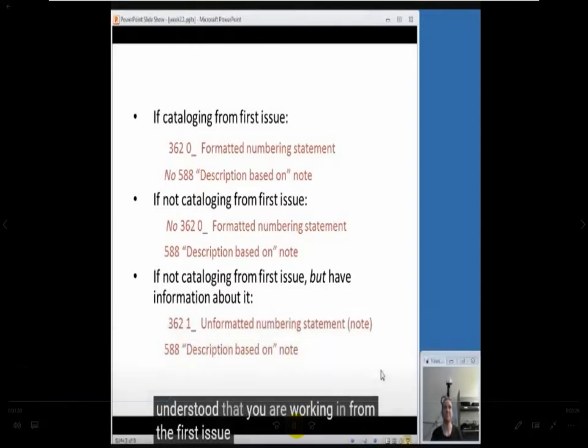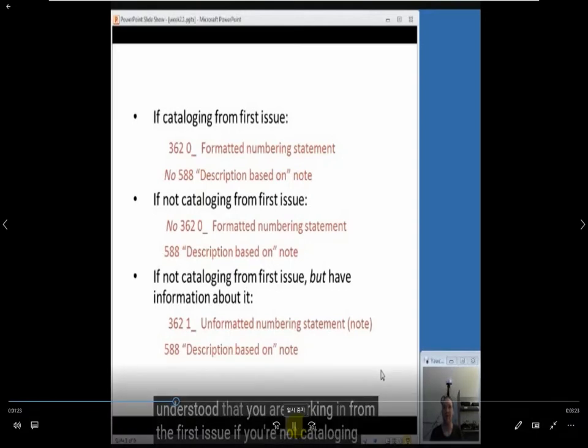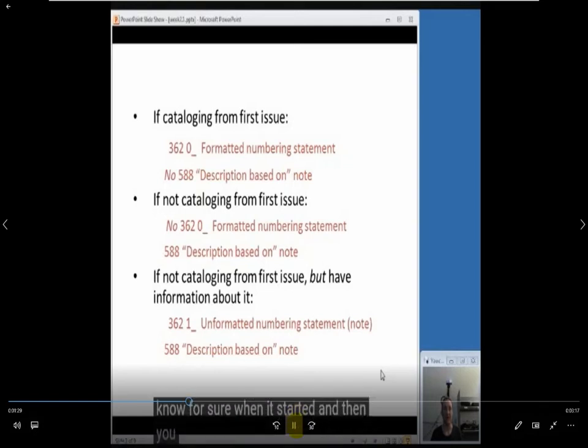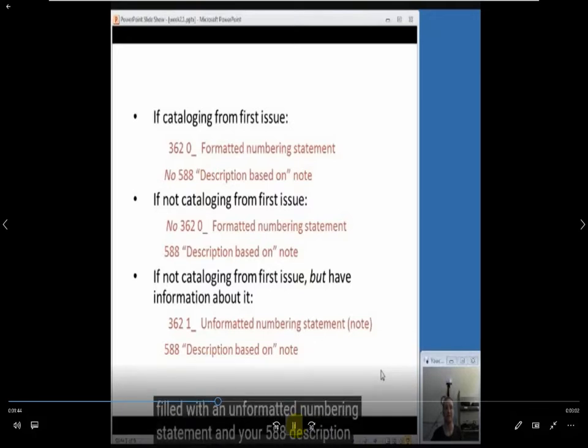If you're not cataloging from the first issue, you will not include that 362 field because you don't know for sure when it started, and then you have that 588 field with a description based on note. If you're not cataloging from the first issue, but you have information about it, you do know when it started, you will have both a 362 field with an unformatted numbering statement and your 588 description based on note.